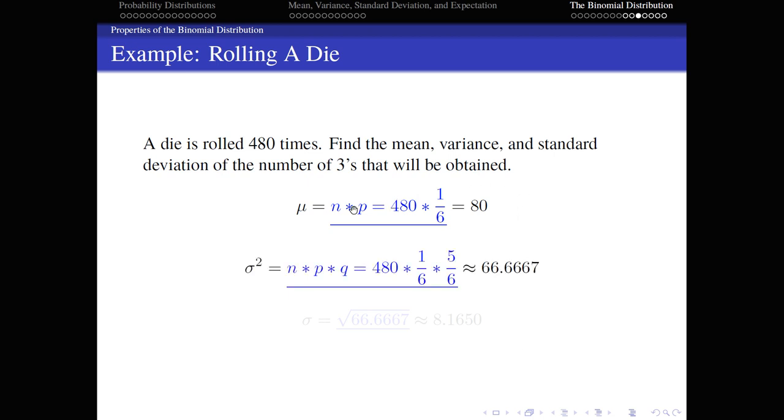Moving to the variance, we just add q. Note that q, the probability of failure, you can check your work if you worked on that, is 5 out of 6. There's 5 ways to not get a 3 out of 6, and if I multiply all these together, I get about 66.7, or 66.6 repeating, as the variance of the number of 3s that I roll. And then I take the square root of this value and get 8.1650. This is the standard deviation of the number of 3s that I roll.